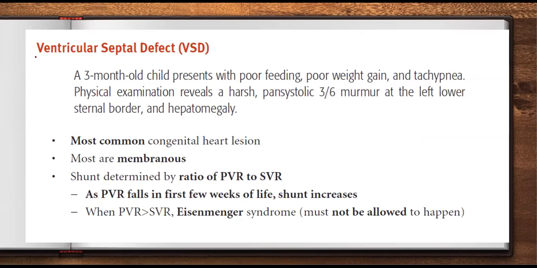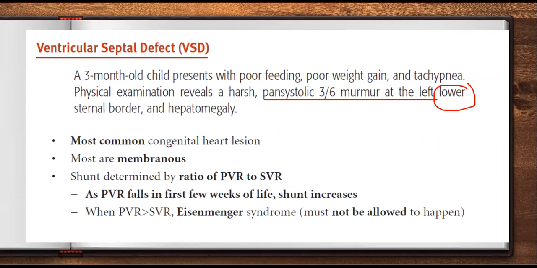And also remember your VSD, which is the most common congenital heart lesion. It gives you a pansystolic murmur at the left lower sternal border. Okay, just remember these two murmurs because we haven't discussed these two murmurs in our theory session. We usually discuss them in pediatric cardiology. But just remember these two.